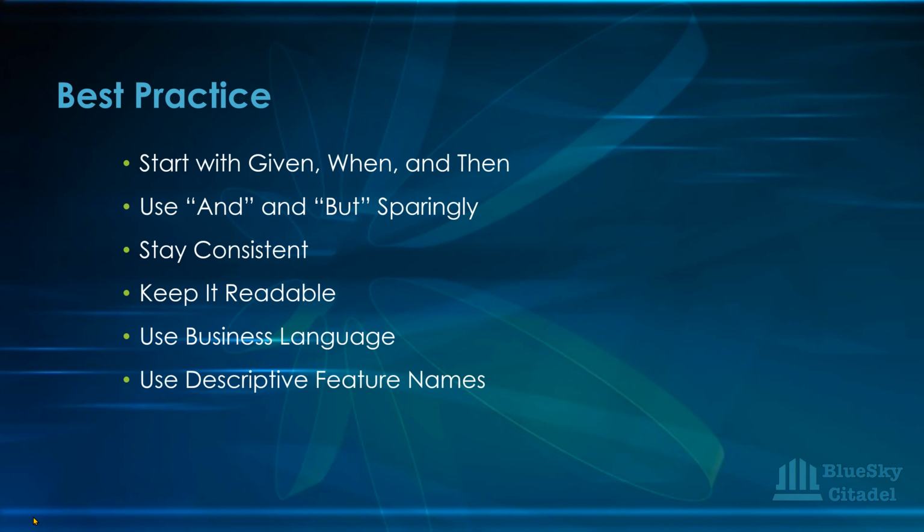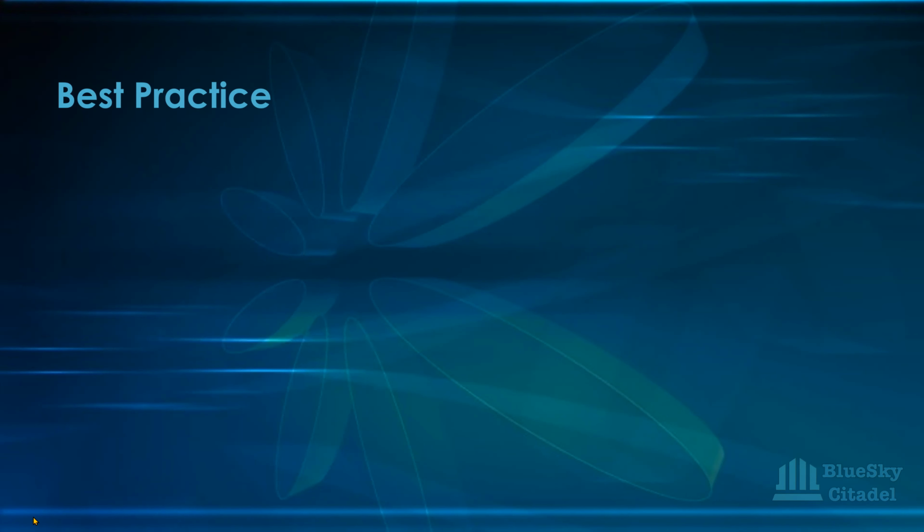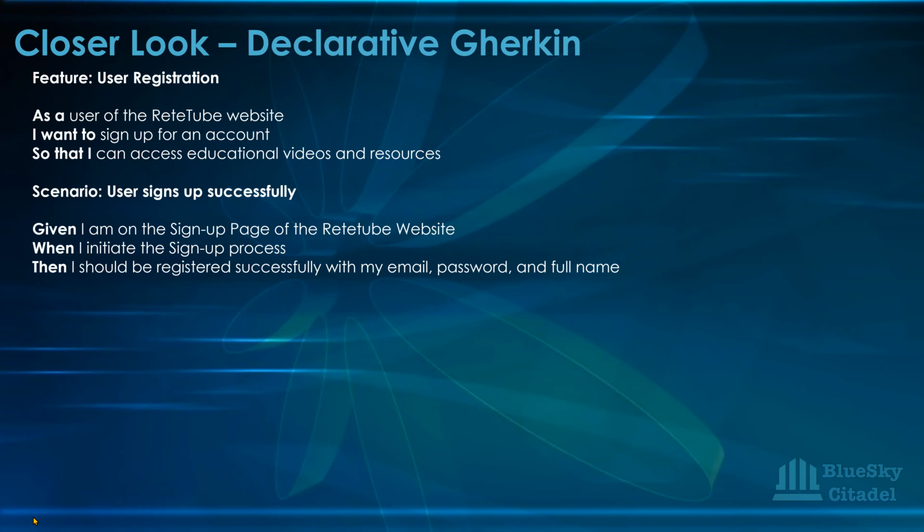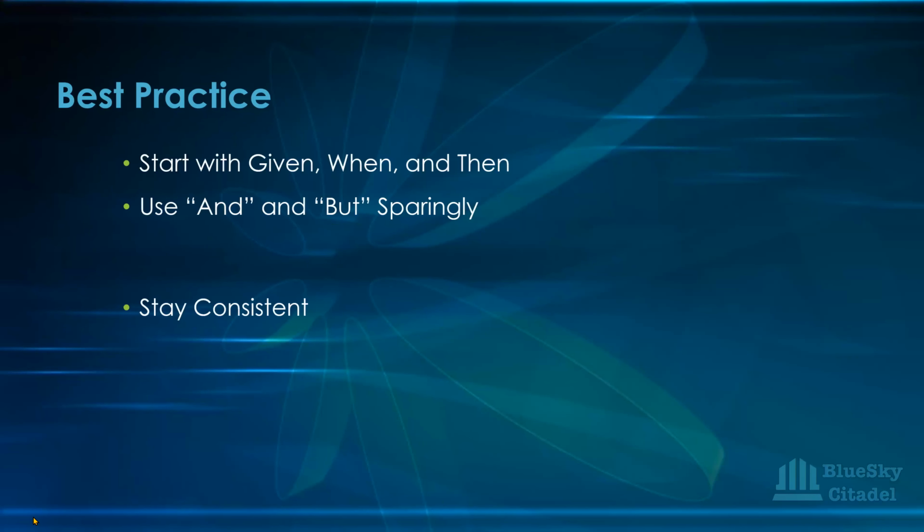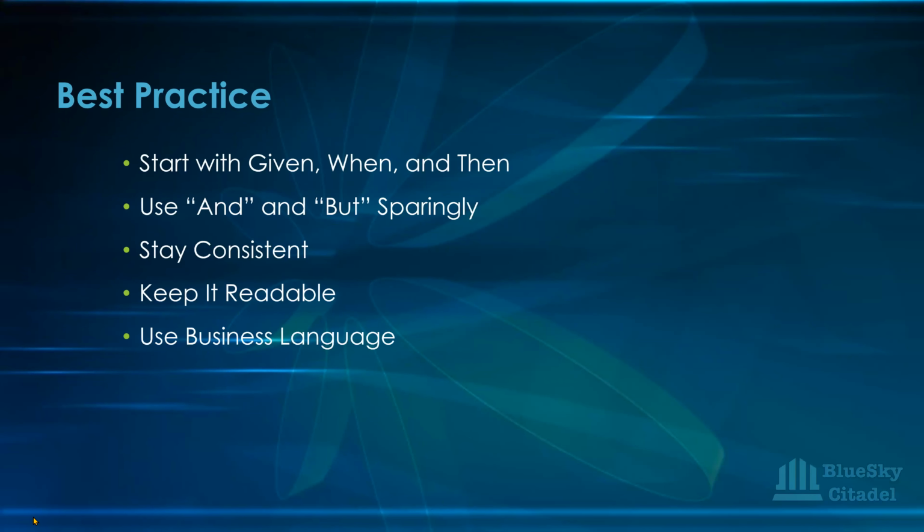Then, using descriptive feature names. Remember in that previous slide, and apologies if I keep going back to that previous slide, when I said given I'm on the landing page, the feature name on there was user registration. That's clear as day. User registration, what does it mean? It means the user is registering on the website, which is why I come back to say that one of the best practices when writing your Gherkin is to use descriptive feature names. Clear, concise, clearly identifying the aspect of the system functionality that you're referring to. Avoid using ambiguous terms.